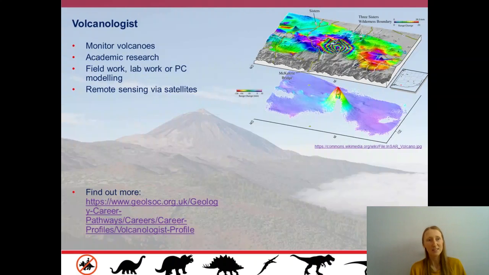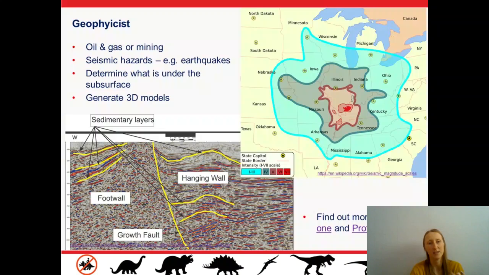A volcanologist, so you can monitor volcanoes, you can do academic research, field work, lab work, PC, like computer modelling. It's also done via remote sensing and lots of satellite data that you can get as well. This image at the top here is just a really nice example of the satellite data that can be collected, and then you can implement that through computer modelling, and it really helps you start to understand how a volcano might explode and therefore start to determine that risk. The photo in the background is Mount Teide in Tenerife.